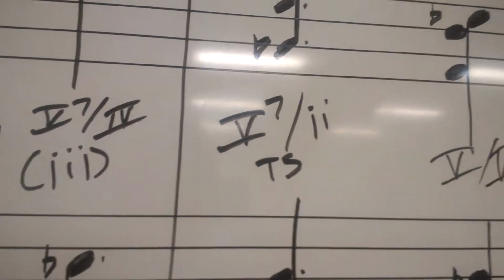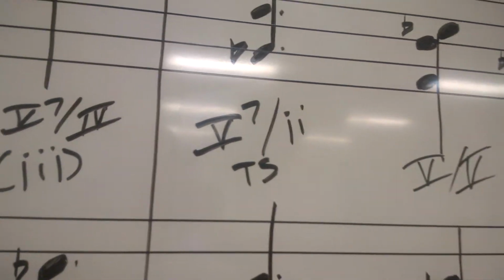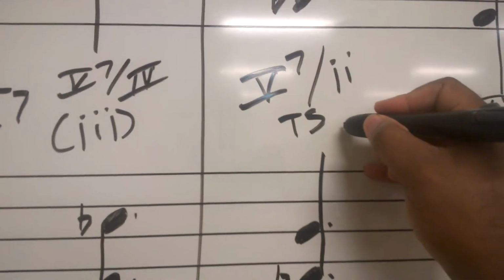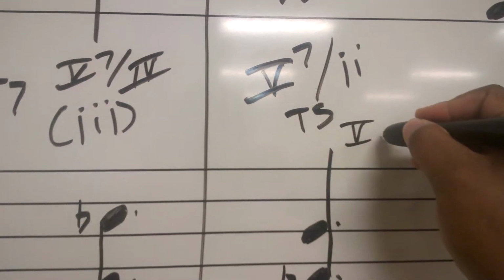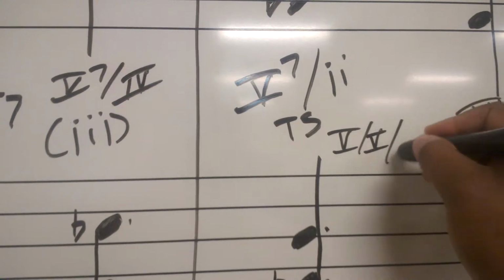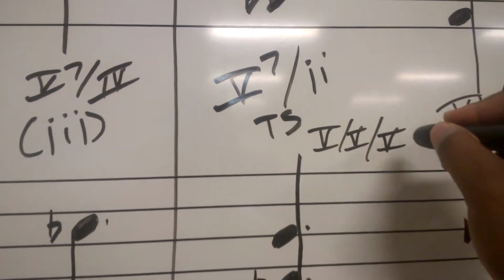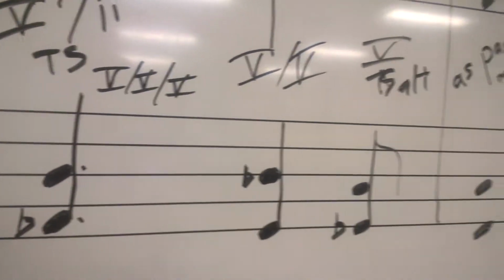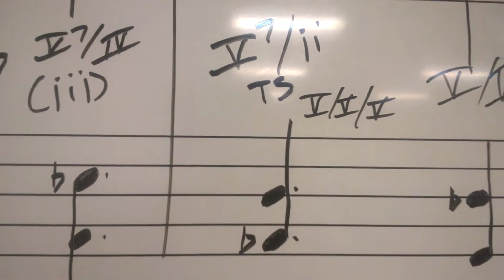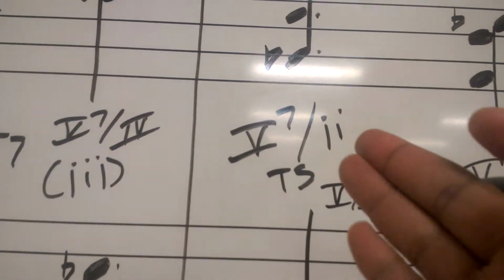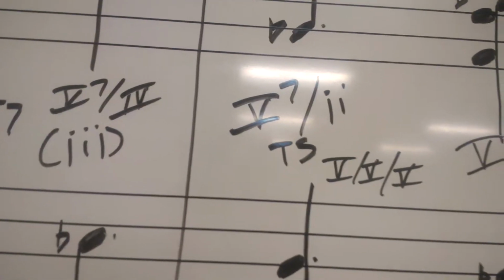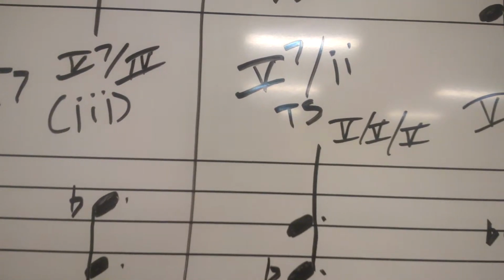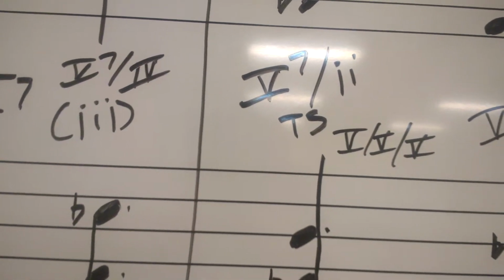D is the dominant of G. G is the dominant of C. C is the dominant of F. So this is actually the dominant of the dominant of the dominant of the no, I'm joking. It's the dominant of the dominant of the dominant. Or in this case, it's the dominant of the supertonic. But if it were the dominant of the supertonic, it would have D, F sharp, A, and C. But it doesn't have an A. It has an A flat.